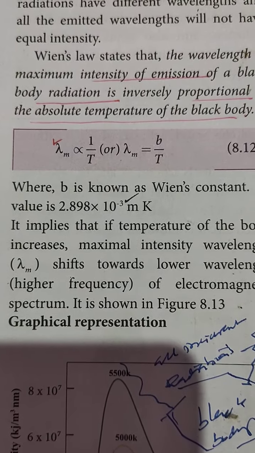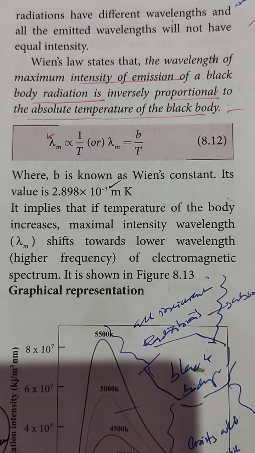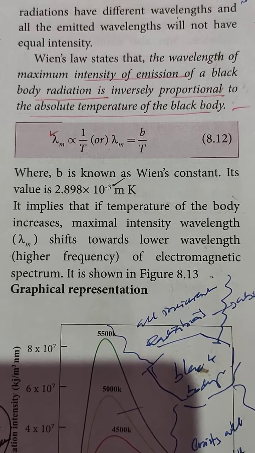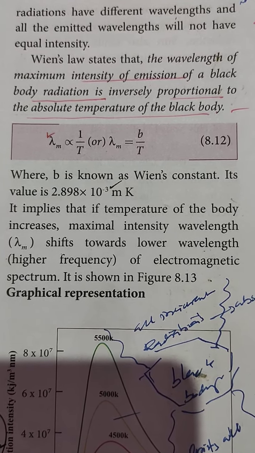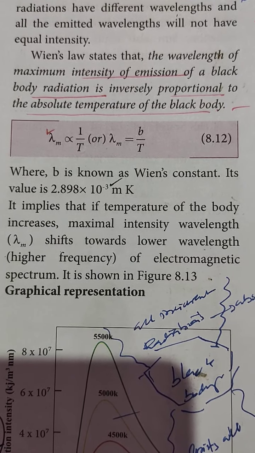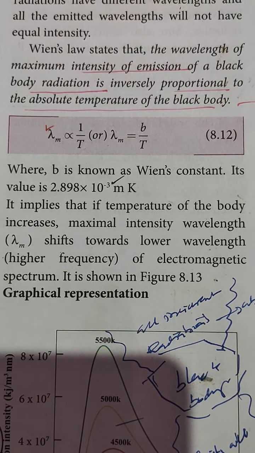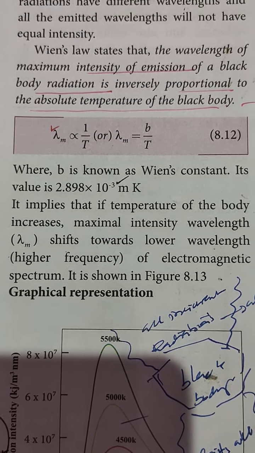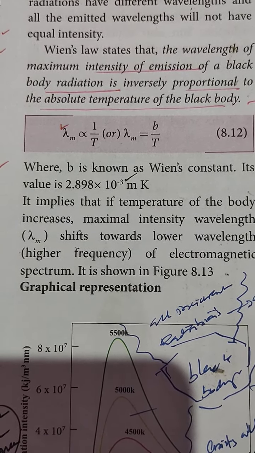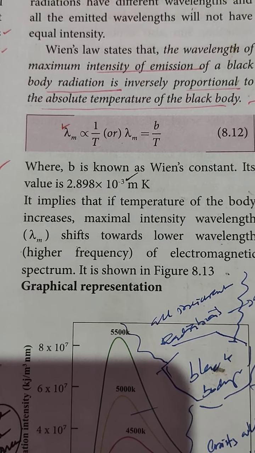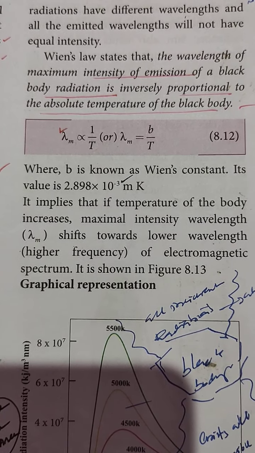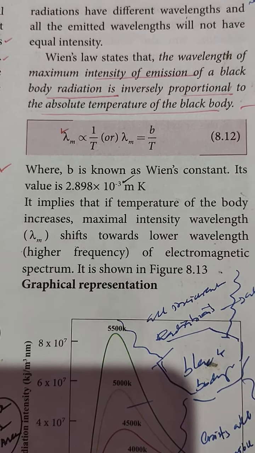So, Wien's law states that the wavelength of maximum intensity of emission of blackbody radiation is inversely proportional to the absolute temperature of the blackbody. So lambda m is inversely proportional to 1 by T, or we can write lambda m equals a proportionality constant b, which is Wien's constant, into 1 by T. The value of Wien's constant is 2.898 into 10 power minus 3 mK.